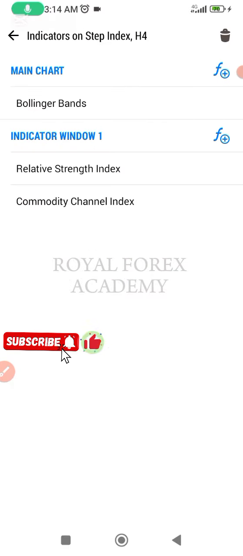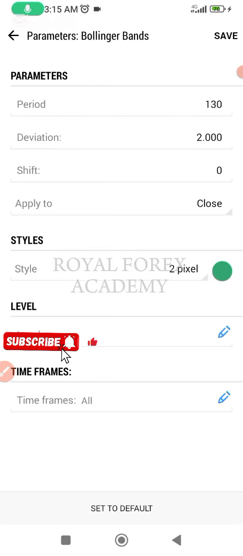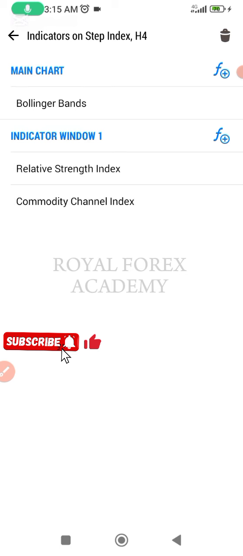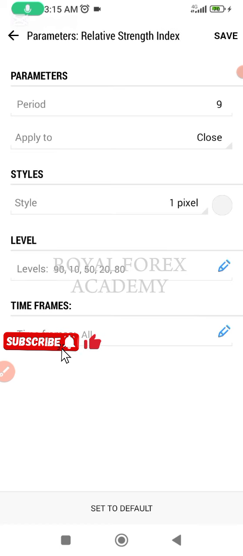This is the setting of the Bollinger Band. The period is 130, deviation is 2.0, shift is 0, you apply to close, and it is a 2-pixel indicator. And if you have not set up your relative strength index, here is exactly the relative strength index. You change it to white if your background is white, and if yours is black, kindly change the color to black.